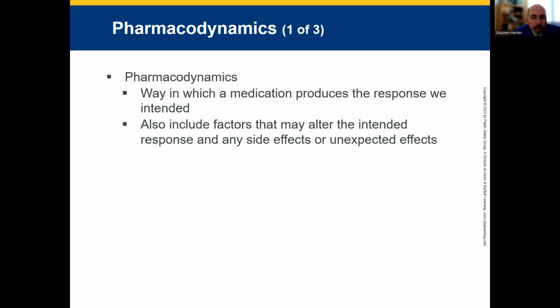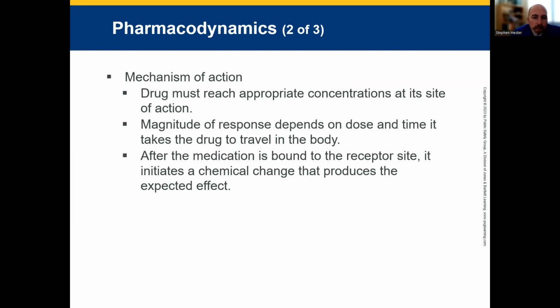Pharmacodynamics is the way in which the medication produces the response we intended. It also includes factors that may alter the intended response and any side effects or unexpected effects. All right, its mechanism of action: at its appropriate concentration, it binds to a receptor, changes the physical property of the cells, and chemically combines with other chemicals. After the medication is bound to the receptor site, it initiates a chemical change that produces the expected effect.